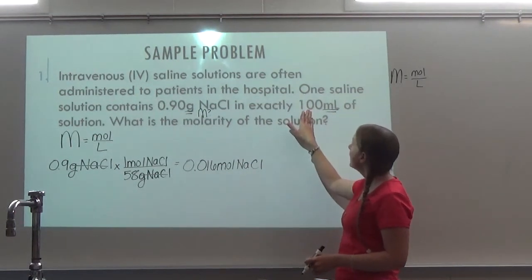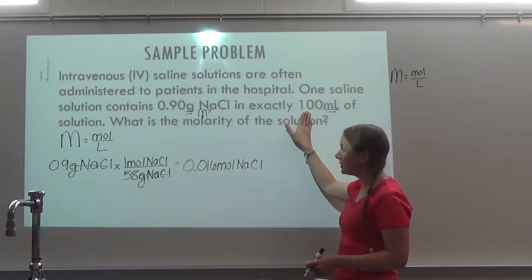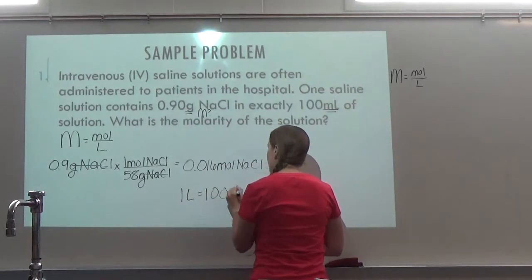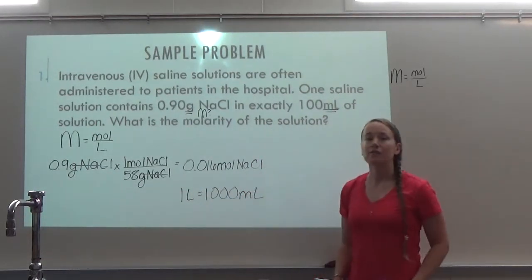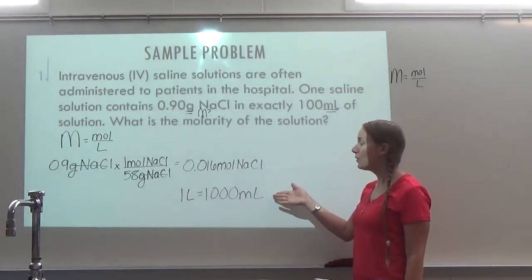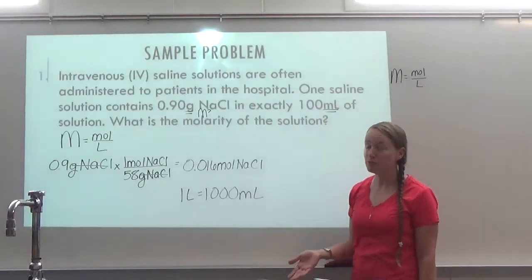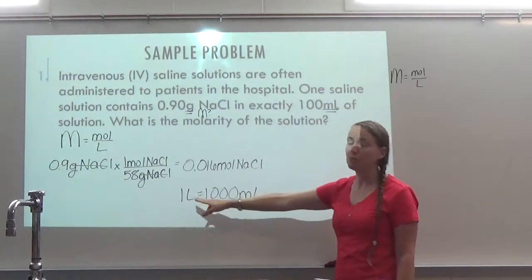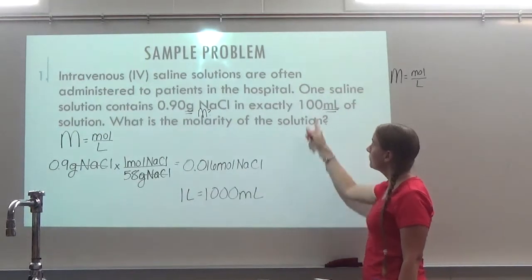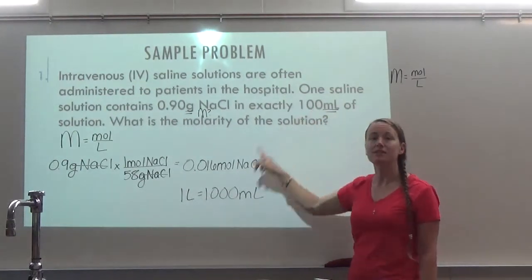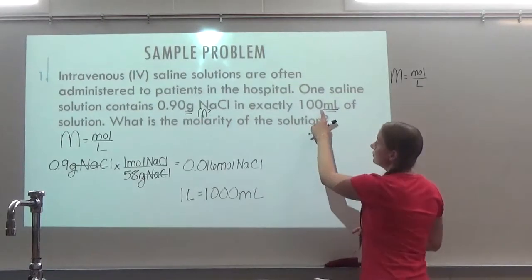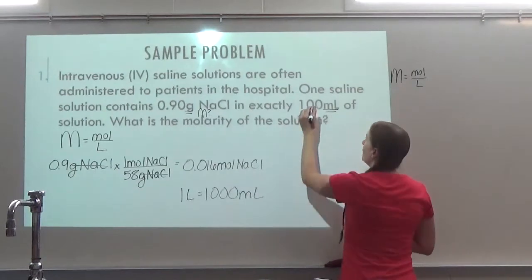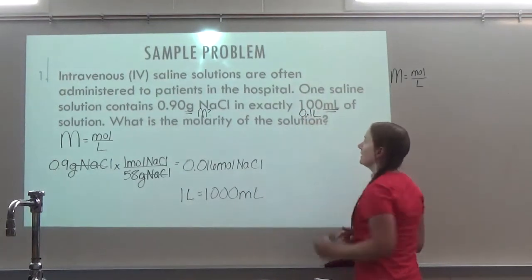Then it says are in exactly 100 milliliters of solution. Alright, so hopefully you already know that 1 liter equals 1,000 milliliters. If you don't have that committed to memory, you're not required to, but it just makes your life a lot easier if you know that. Okay, so they gave me 100 milliliters. I know 1,000 equals 1 liter. So all you have to do to convert from milliliters to liters is take your milliliters and divide by 1,000. Or some of you just like to move your decimal 3 places to the left. Either one is fine, but this ends up being 0.1 liters.